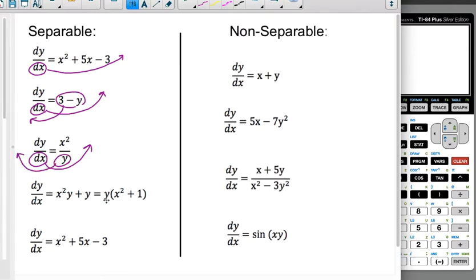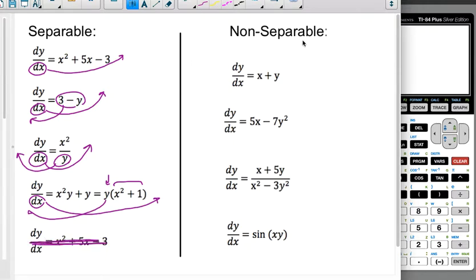so I'd have all the y stuff. This one might not look separable at first, but it is, because if you factor it, it is y stuff times a bunch of x stuff, and I can bring the y stuff over, and I can bring the dx over with the x's. And then this one's the same one I wrote at the top. Sorry. Sometimes my brain is a little bit slow.